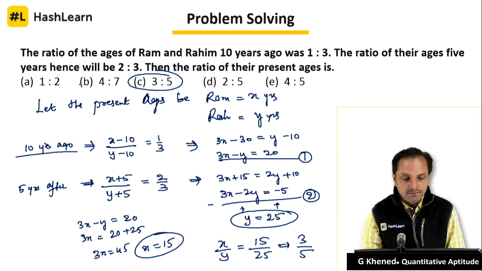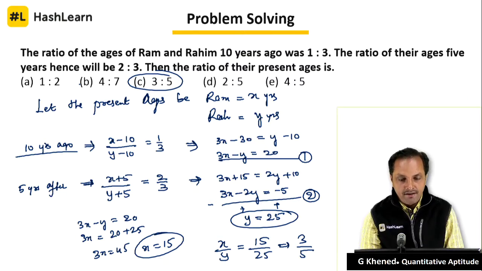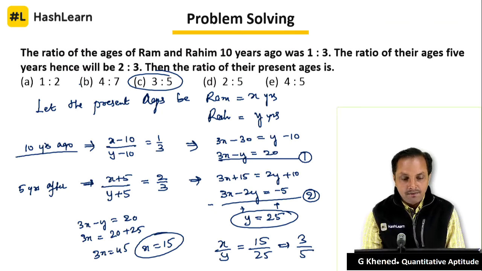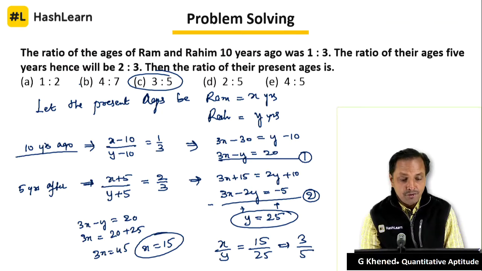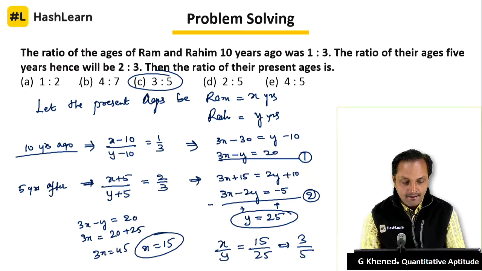The ratio of the ages of Ram and Rahim 10 years ago was 1:3. Then after 5 years it will be 2:3. Then the present will be x:y. So you have to find x and y. Their ages are 15 and 25. Presently the ratio is 3:5. Okay, fine.